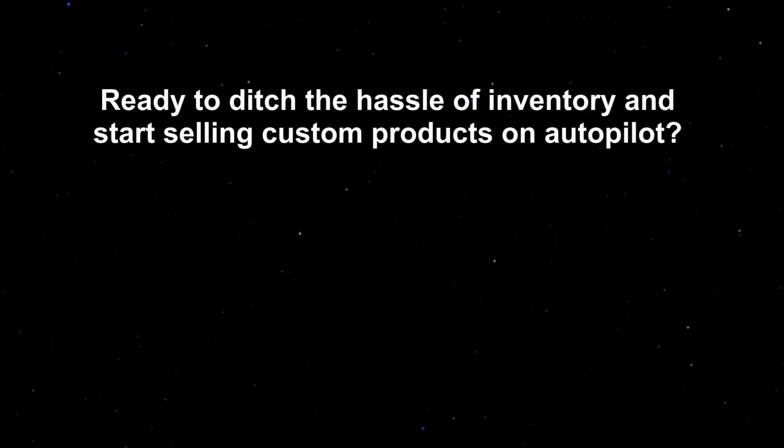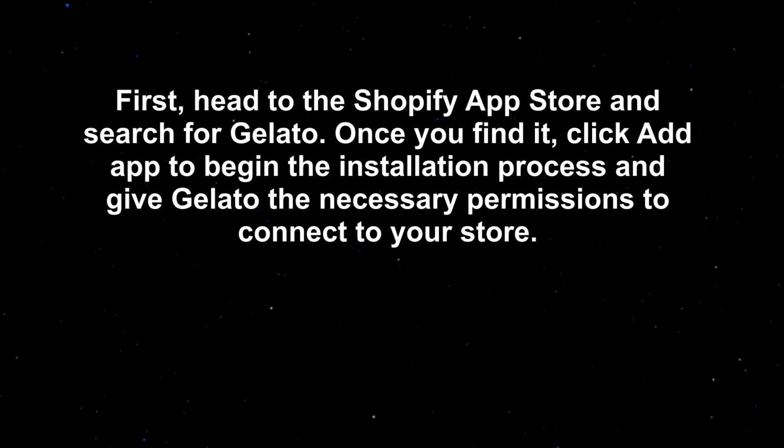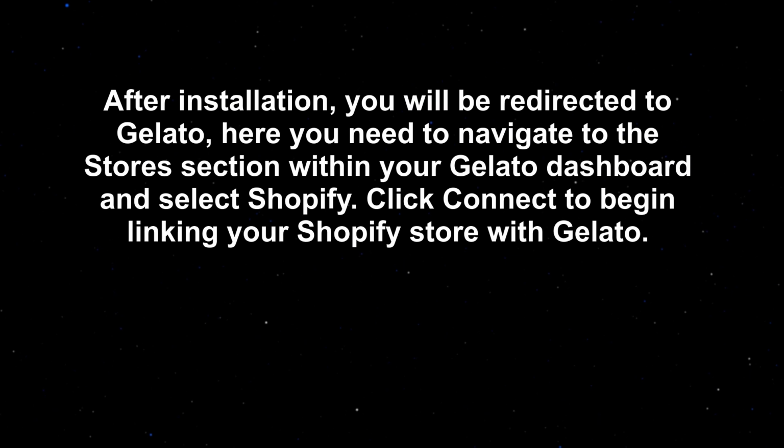Ready to ditch the hassle of inventory and start selling custom products on autopilot? First, head to the Shopify App Store and search for Gelato. Once you find it, click Add App to begin the installation process and give Gelato the necessary permissions to connect to your store. After installation, you will be redirected to Gelato.